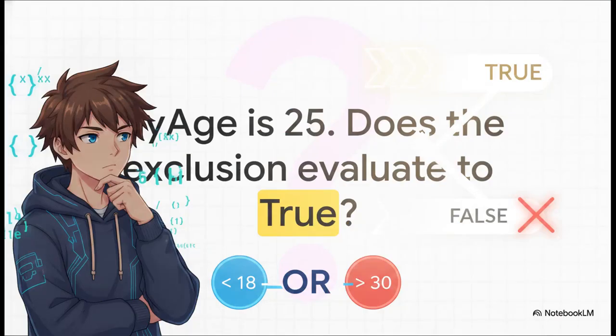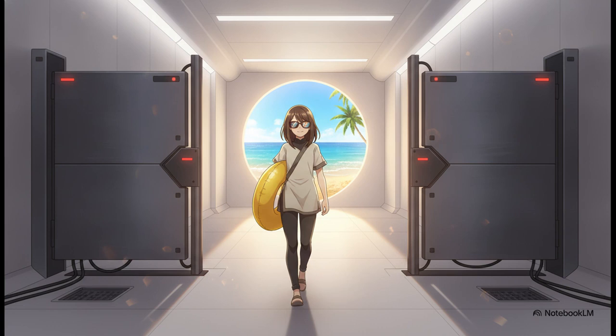Okay, let's give you a slightly trickier scenario for the game. We're going to run our 25-year-old cool dude back through this new flexible OR statement. Remember our rule. We're checking if they are under 18 or over 30 to see if we should ban them. So for a 25-year-old, does this exclusion statement evaluate to true or false? The answer is false. Let's look at why.